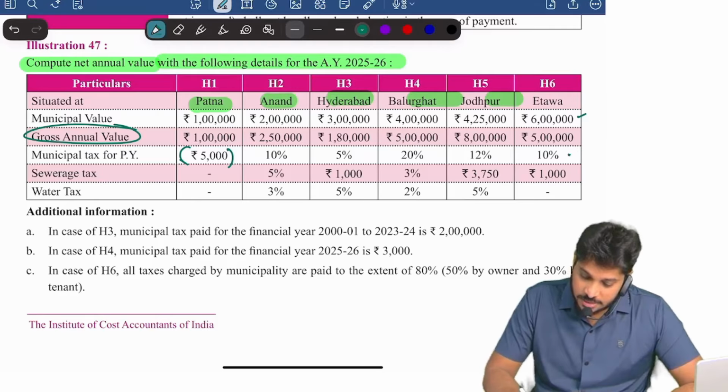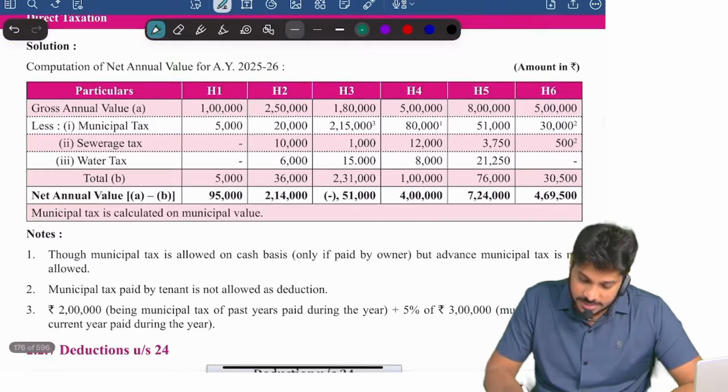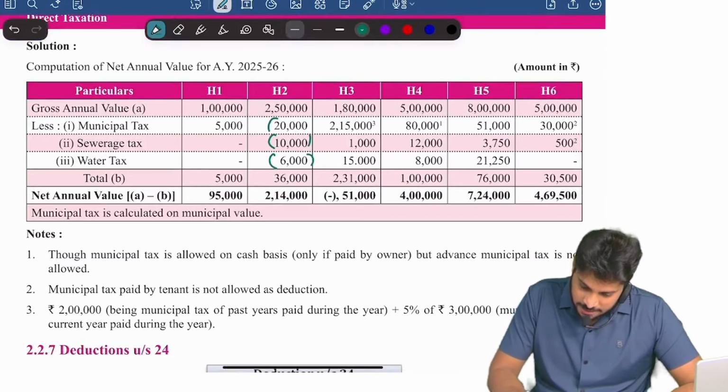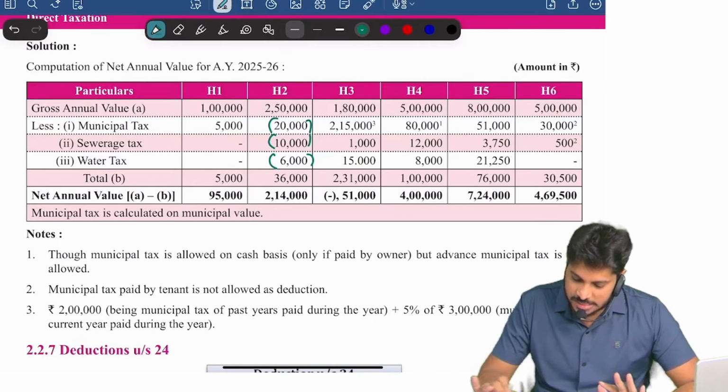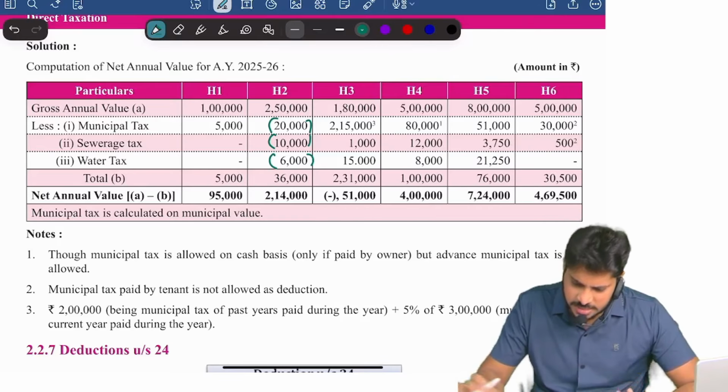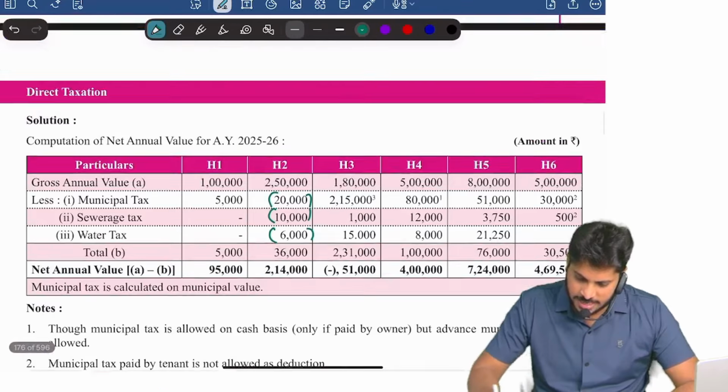This is 10%. When they gave percentage, it is to be applied on municipal value 20k, correct? Now you see here what are all taxes they are considering. Sewerage tax. Every tax that you pay to municipality is considered. Every tax that you pay is considered. Are you clear?